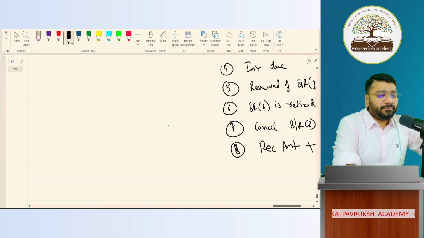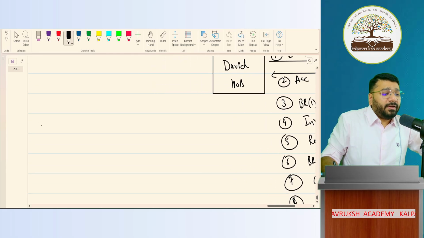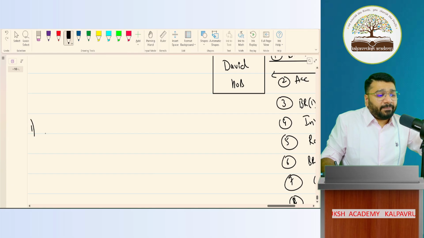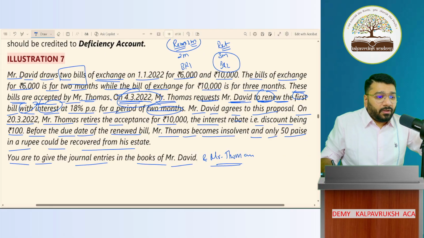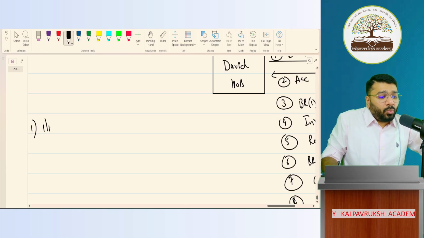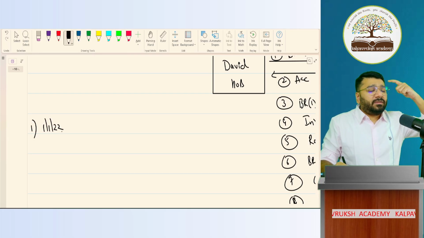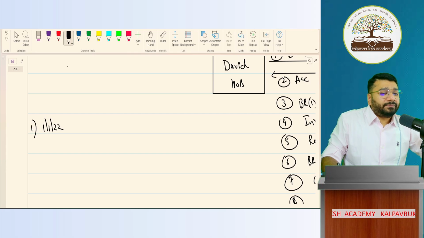In books of David. So first entry on what date, people? 1 Jan 22. 1/1/22. Tell me the entry, please. First, in mind, what entry? Mind entry.